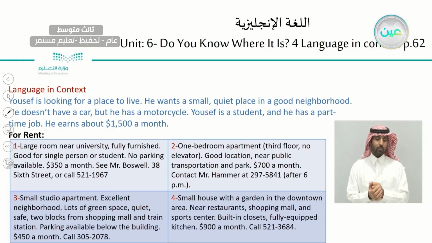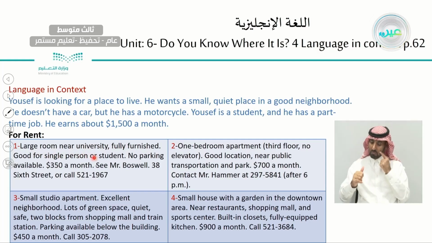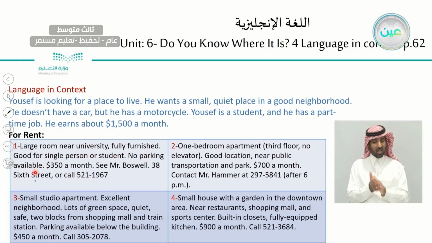So he read it for rent. The first place, large room, near university, fully furnished, good for single person or a student, no parking available. Do you think this is suitable for Yusuf? He has a motorcycle, right? Here they don't have a parking.